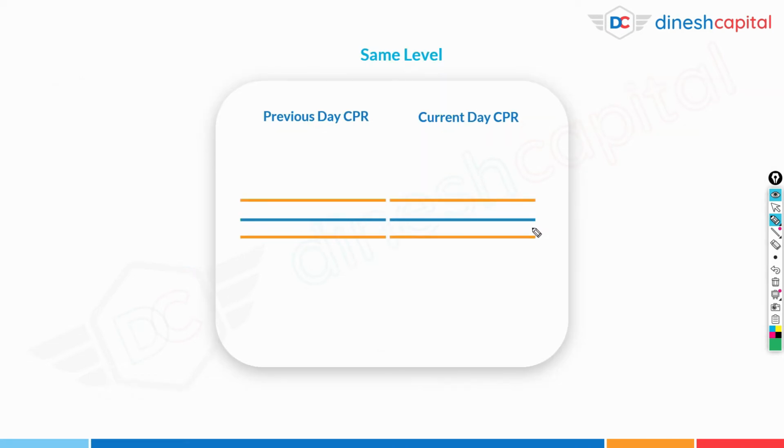Next is same level. Sometimes the 2-day CPR will be on the same level, not exactly with the same values, but when seen visually, overlapping with the width will be almost the same and it will be kind of overlapping. It looks like a same level. It's a very rare situation, but can be very interesting.